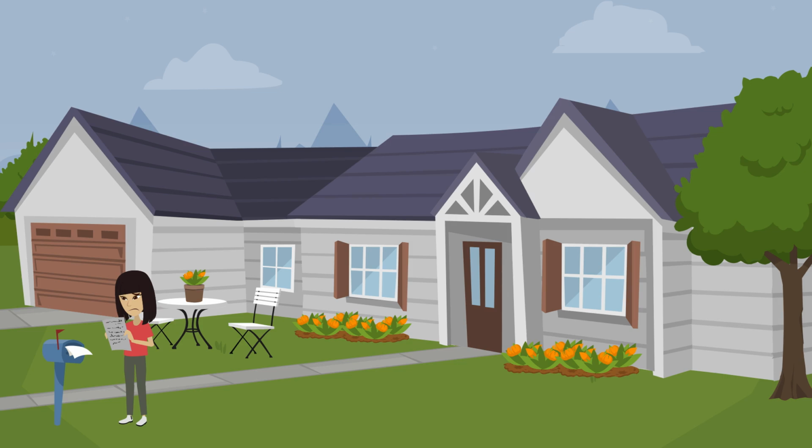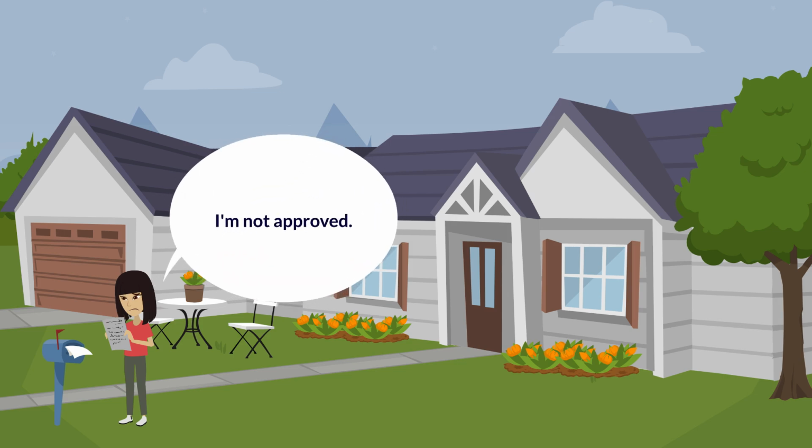A girl reads a letter from a mailbox outside of a home with a speech bubble that says, "I'm not approved." If the request is not approved, you will get a letter stating you will stay in your current plan, with instructions on how to appeal if you don't agree with the decision.